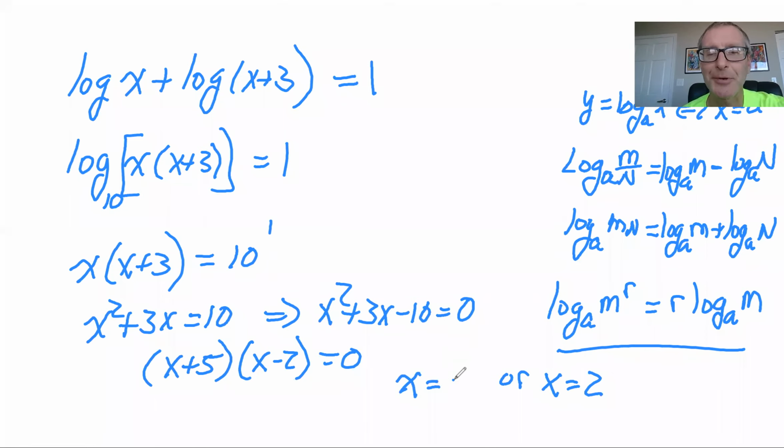Usually, my experience is one of them works and one of them doesn't. And you can see right away that the -5 isn't going to work. Here's what I mean by that. When you plug that in, you get log of -5, and you don't even have to plug anything else in. You can't take a log of a negative number, right? Isn't going to work. So you can get rid of that right away.